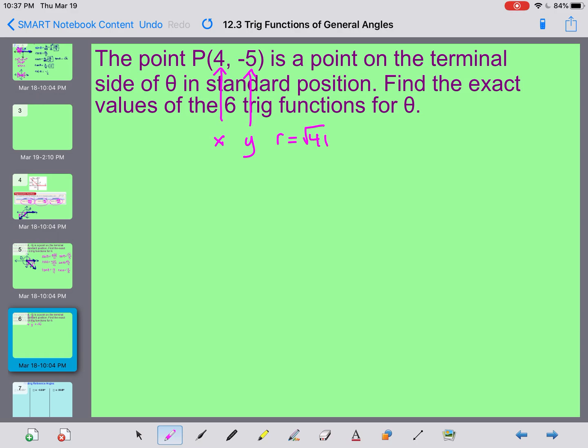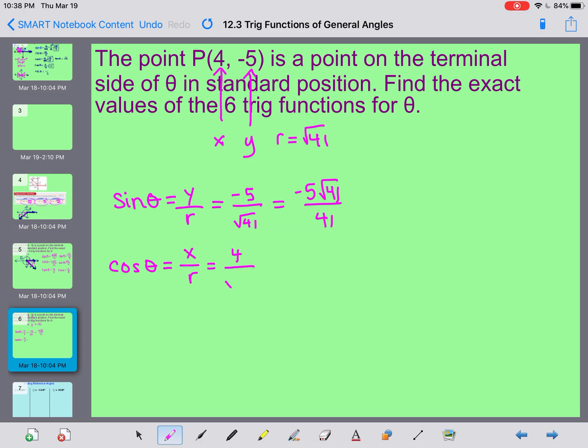Right? So sine of theta, right? If you memorize those other values, sine of theta is y over r. So instead of drawing a picture, you would just do -5 over the square root of 41 and then rationalize it. This avoids drawing all the picture. Cosine of theta is equal to x over r. The x value is 4 over the square root of 41, right? And then you rationalize that.